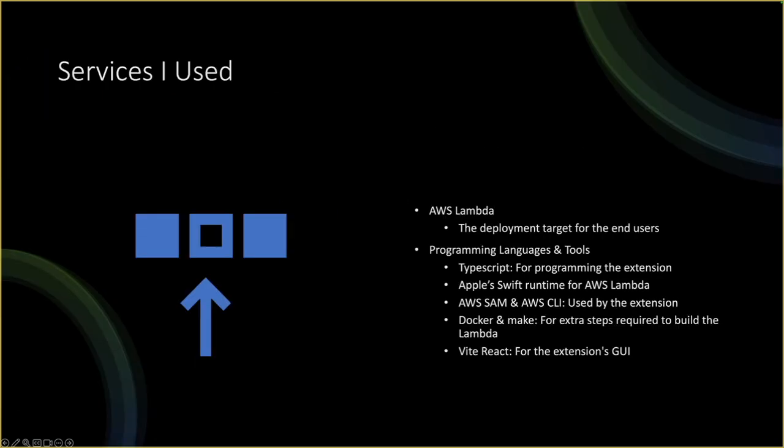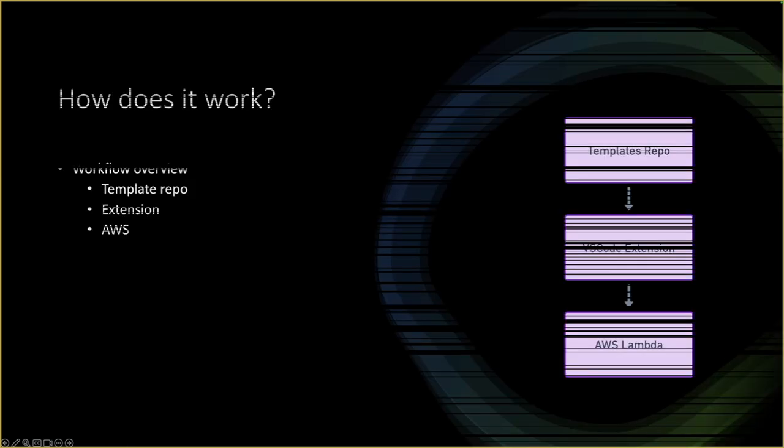So the services I used, of course, AWS Lambda, which is the deployment target for the end users. And for the programming languages and tools, I mainly used TypeScript to build the extension. I also used Apple Swift runtime for AWS Lambda, AWS SAM, and AWS CLI. AWS SAM is infrastructure as code where you can define your resources and then deploy it to AWS. Docker and Make, which was required for the extra steps to build the Swift Lambda function. And for the UI, I used Vite React.